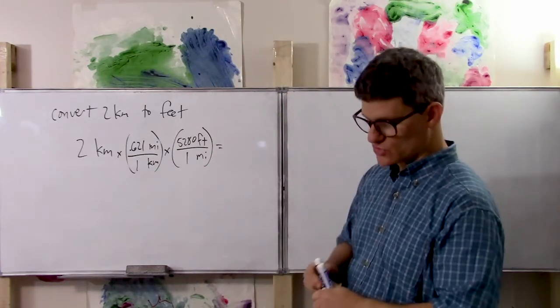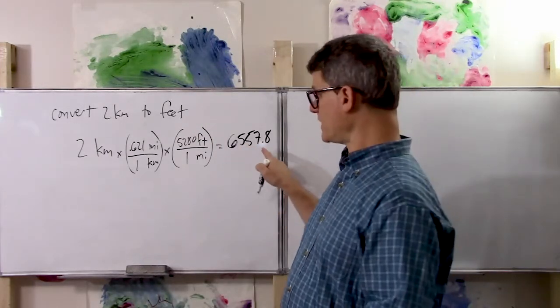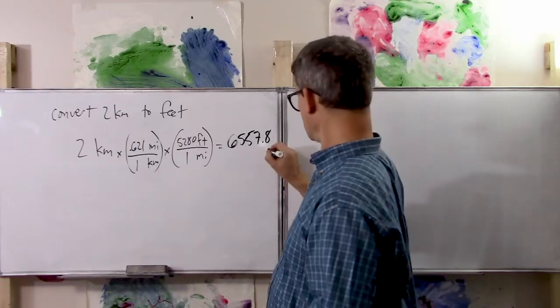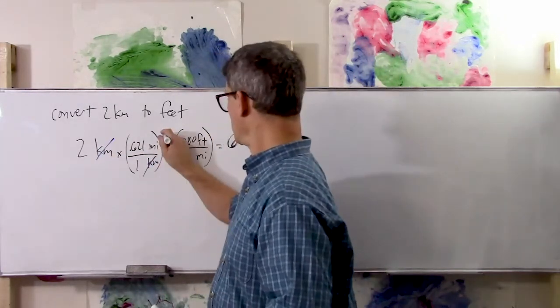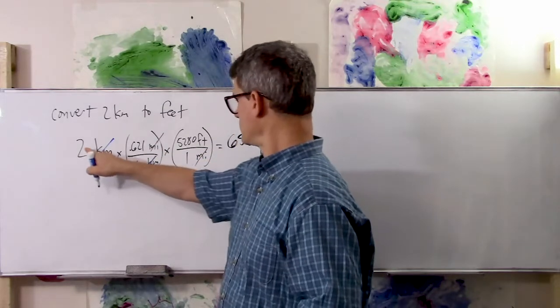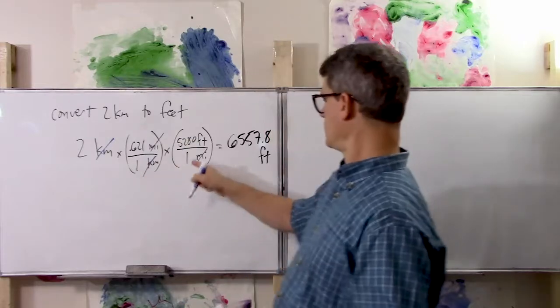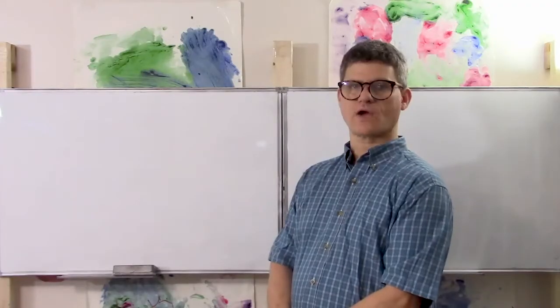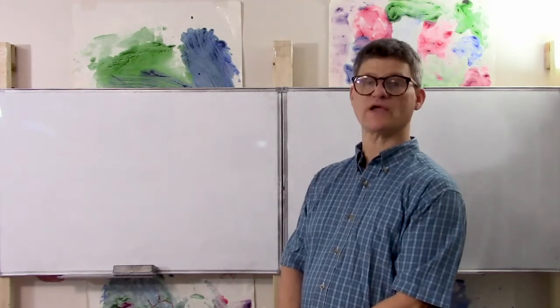All right, so let's calculate that. So I get 6557.8, and what are the final units? Feet. And we can see how that works. Kilometers cancel out, miles cancel out, and we're left with 2 times 0.621 times 5280. You don't need to divide by 1, and you're left with feet. All right, so here's a useful example. Let's convert 1 meter per second to miles per hour.